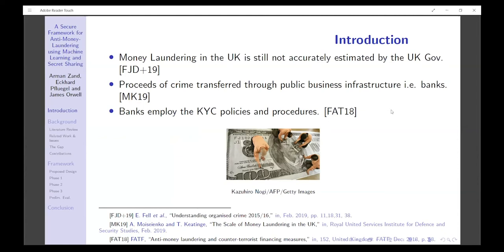What they usually do is employ the KYC policy, which stands for Know Your Customer procedure, which is just to identify and authorize what clients can do, and to know the behavior of clients. This is not just to do with money laundering, but is also involved in account security.